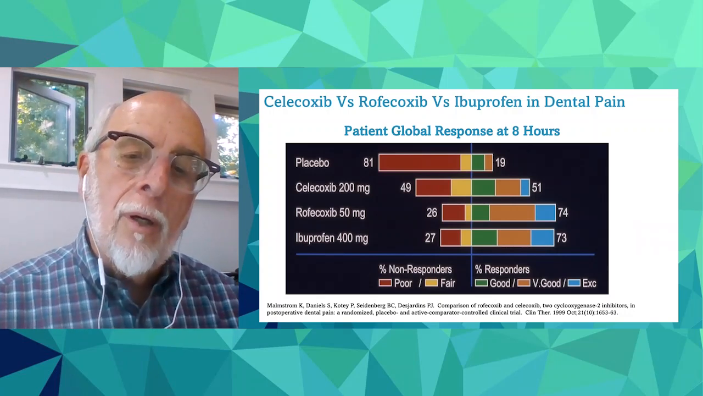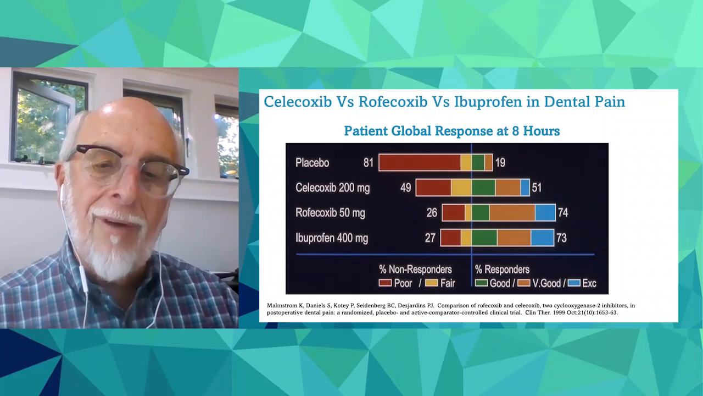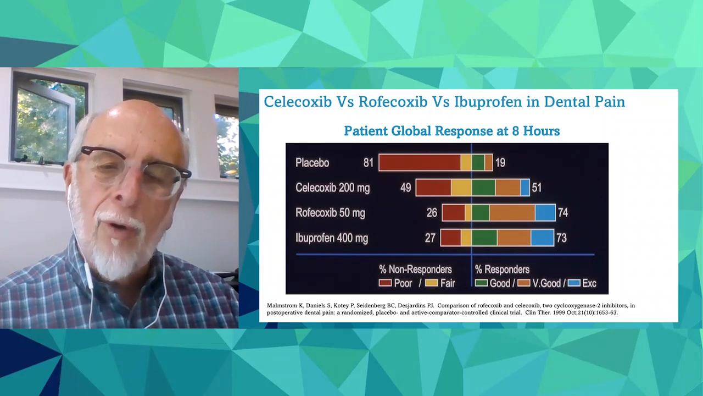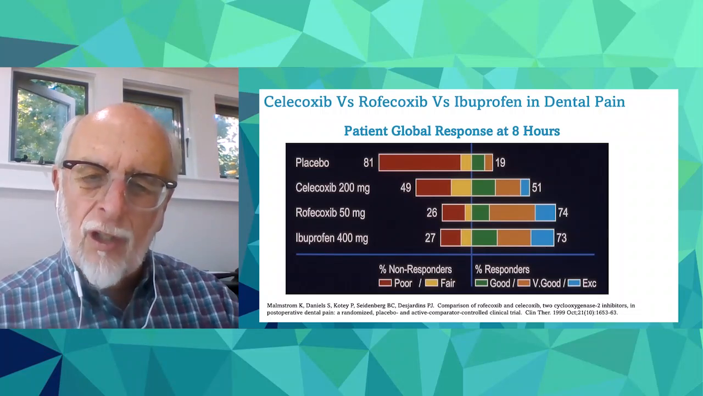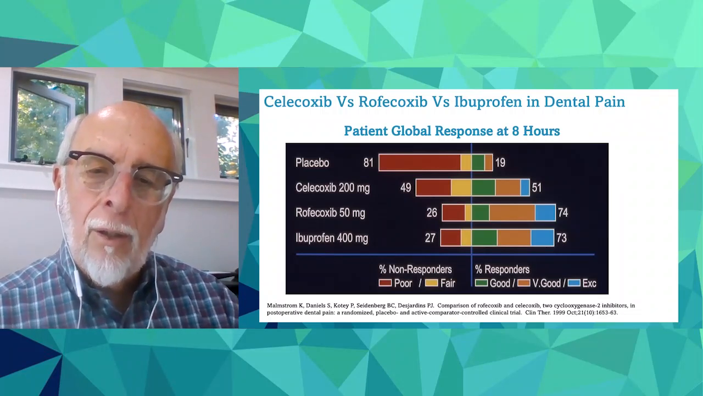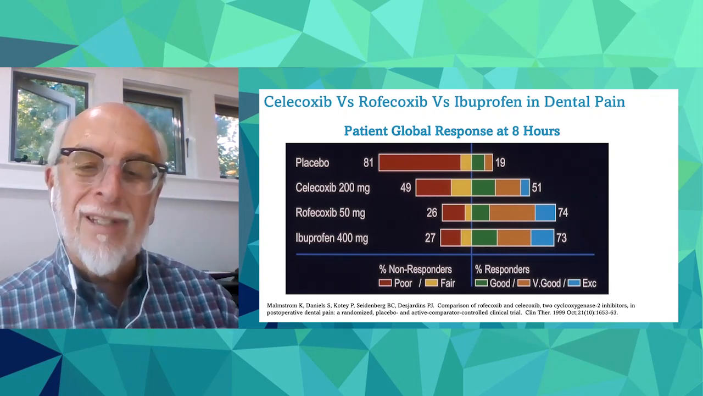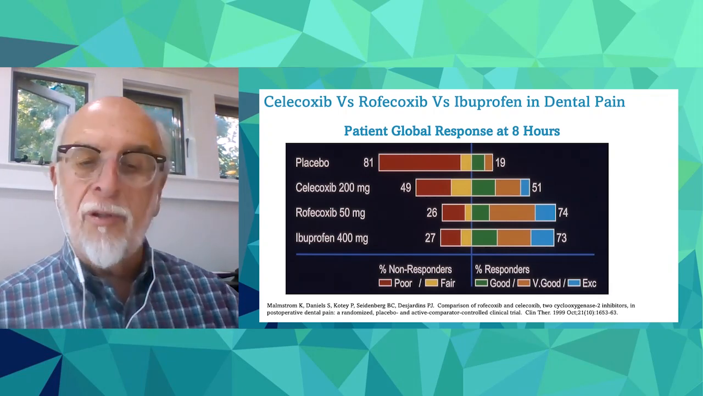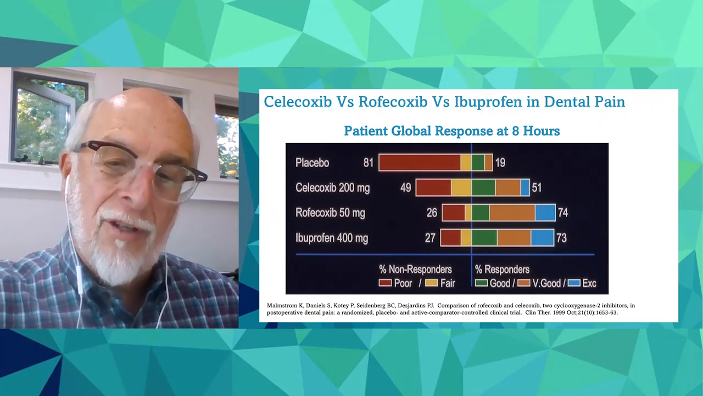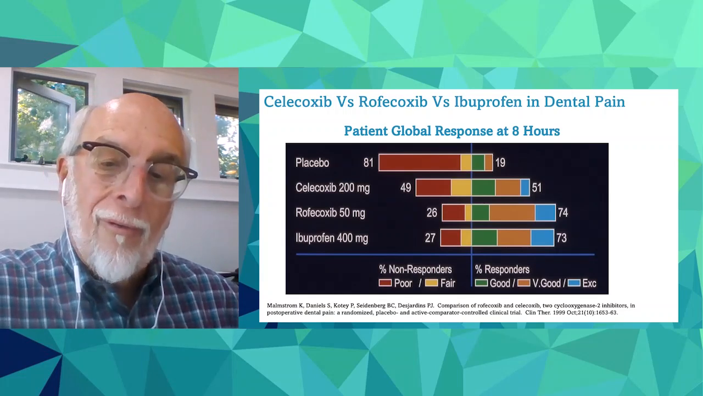So the horizontal bars, the red values are the percent of patients who rated the drug either poor, which is red, or yellow, which is fair. Green would be good. Orange is very good. Blue is excellent. So you can see with the placebo group in this particular study, 81% of patients were non-responders. They rated the drug as either poor or fair.